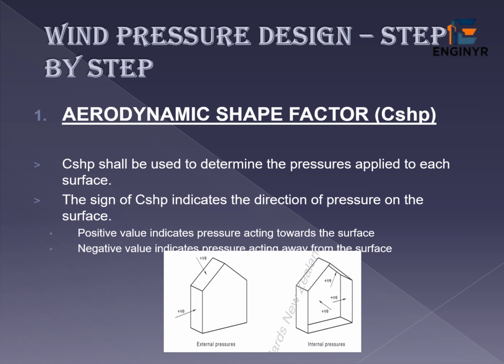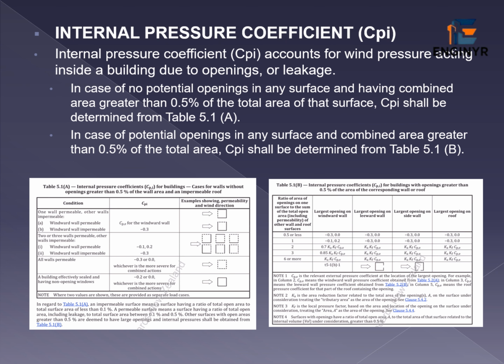The aerodynamic shape factor, or CSHP, determines how wind pressure acts on different building surfaces. Positive values indicate pressure toward the surface, while negative values represent suction away from the surface. The internal pressure coefficient, CPI, accounts for wind pressure inside the building caused by openings or air leakage. The appropriate value is selected based on the building's opening conditions.